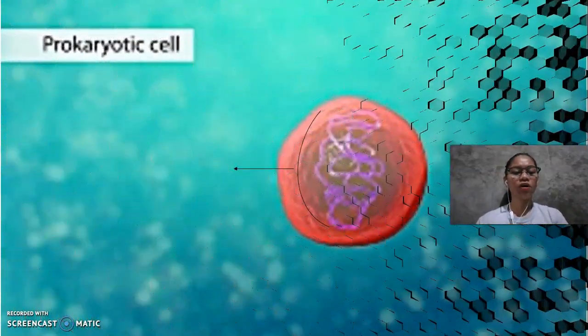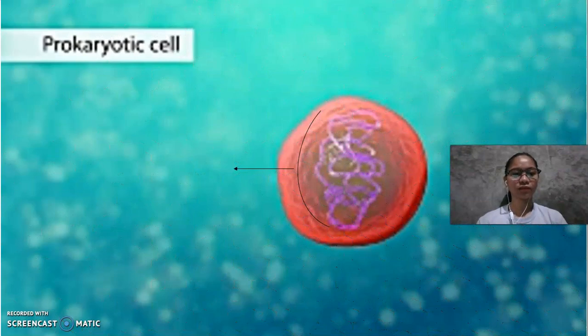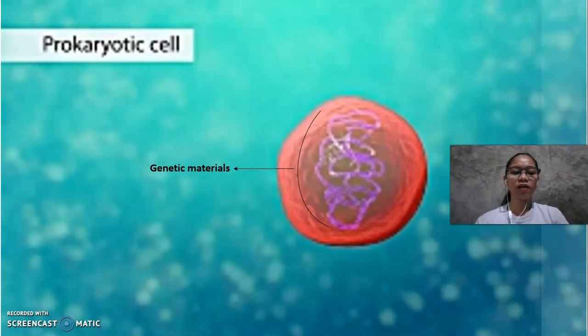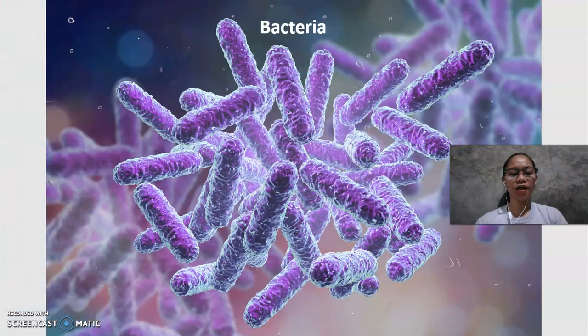The second category is the prokaryotic cell. Prokaryotic cells don't have a nucleus or membrane-enclosed organelles. They do have genetic material, but it's contained without a nucleus. A prokaryotic cell is a single-celled organism. They are simpler and smaller than the eukaryotic cell. Examples are some bacteria and archaea.